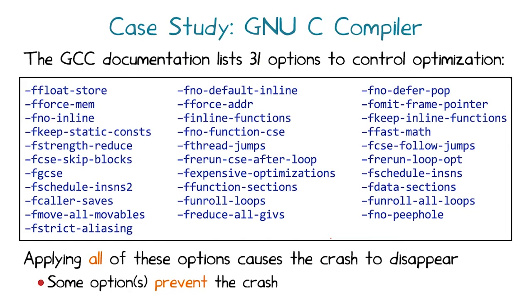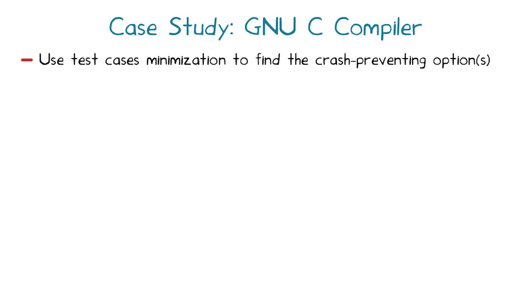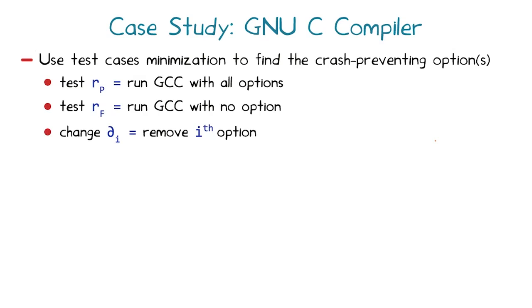We can again use the delta debugging algorithm to find the crash preventing options. This time, the passing test RP denotes running GCC with all options. The failing test RF denotes running GCC with none of the options, and each change delta I denotes removing the ith option.